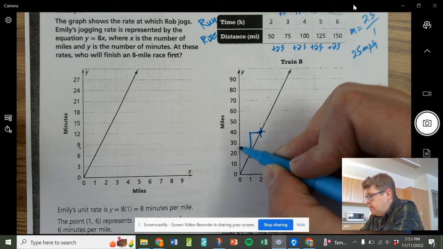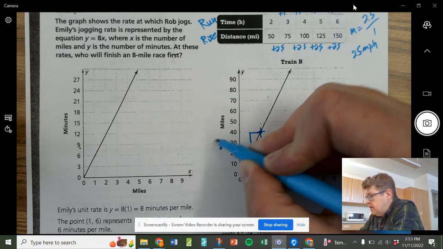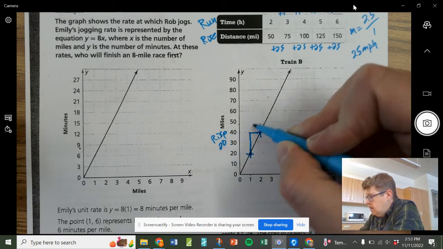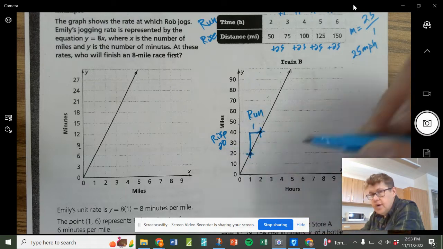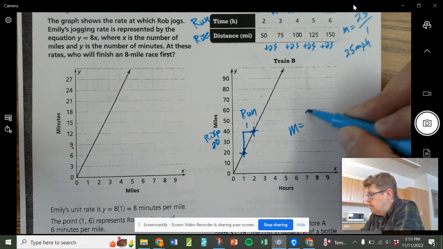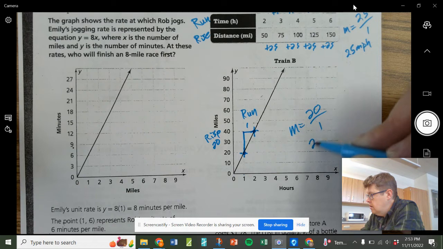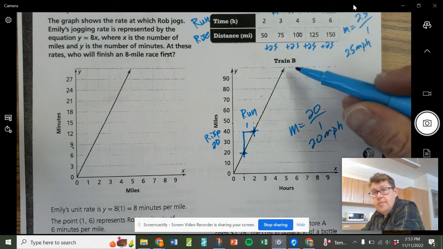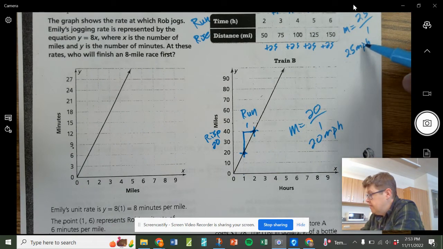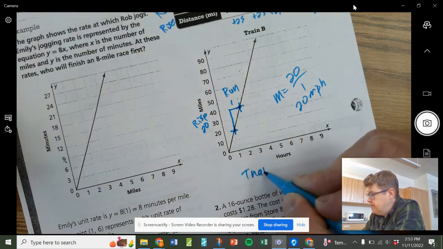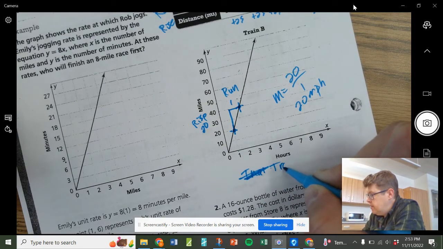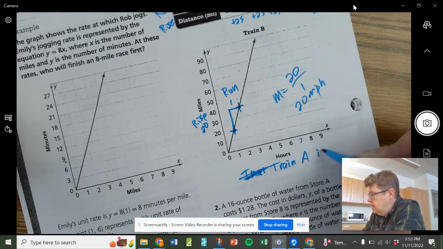So since I'm going up 2 boxes, 2 times 10 is 20 for my rise, and then 1 for my run. Okay, so remember, it's rise over run, so it's 20 over 1, or 20 miles per hour for train B. 25 miles per hour for train A, so train A is faster. That's a terrible way to spell train. Train A is faster.